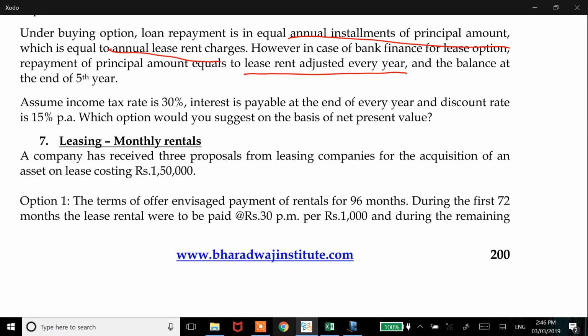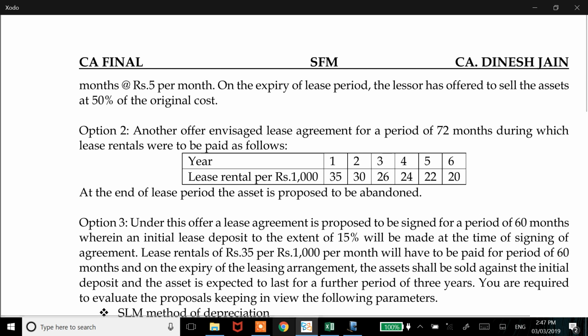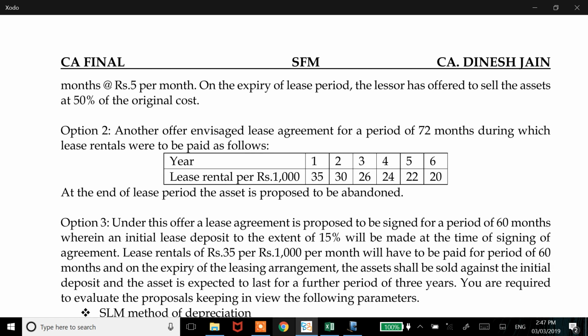A company has received 3 proposals from leasing companies for the acquisition of an asset costing 1,50,000. Option 1: payment of rental for 72 months, lease rent is 30 per month per 1,000. So if the cost is 1,000, they are saying rental is 30 rupees; cost is 1,50,000, so rental will be based on that. During the remaining months, at 5 per month, on the expiry, the lessor has offered to sell the asset at 50% of the original cost. Whether we choose it or not, we'll see in some time.